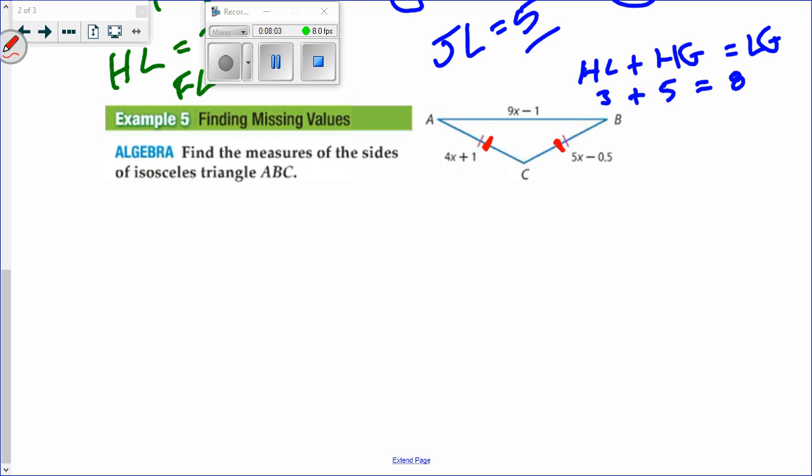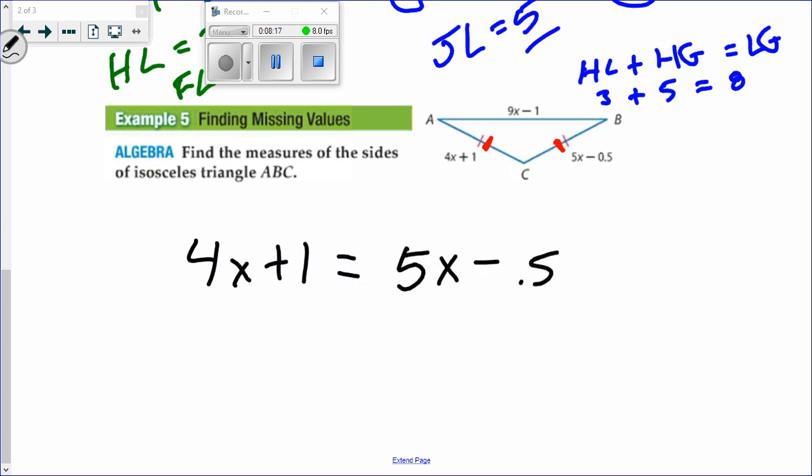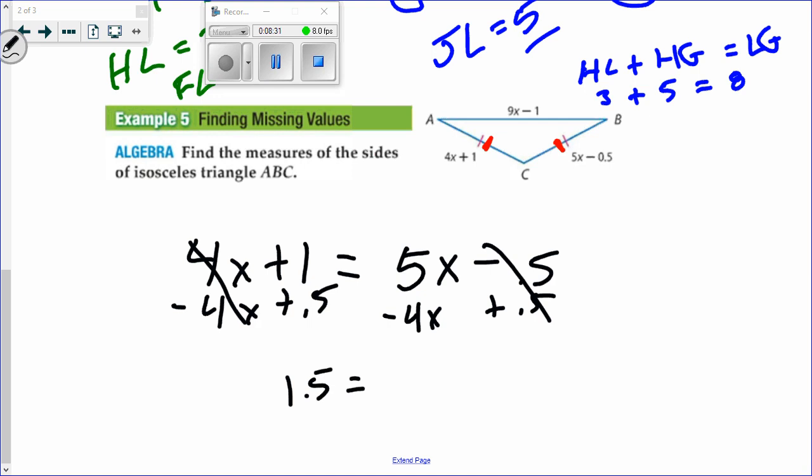To be congruent means their measures would be the same, so we're able to say that 4x plus 1 must be equal to 5x minus 0.5. Solving for x, let's add 0.5 to both sides. Subtract 4x from both sides. So that gives us 1 plus 0.5 is 1.5. It's 5x minus 4x, so x must be equal to 1.5.